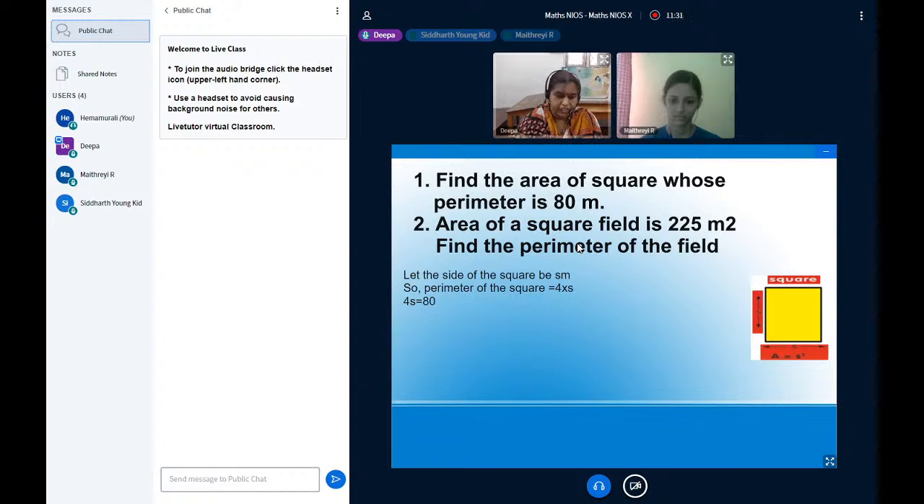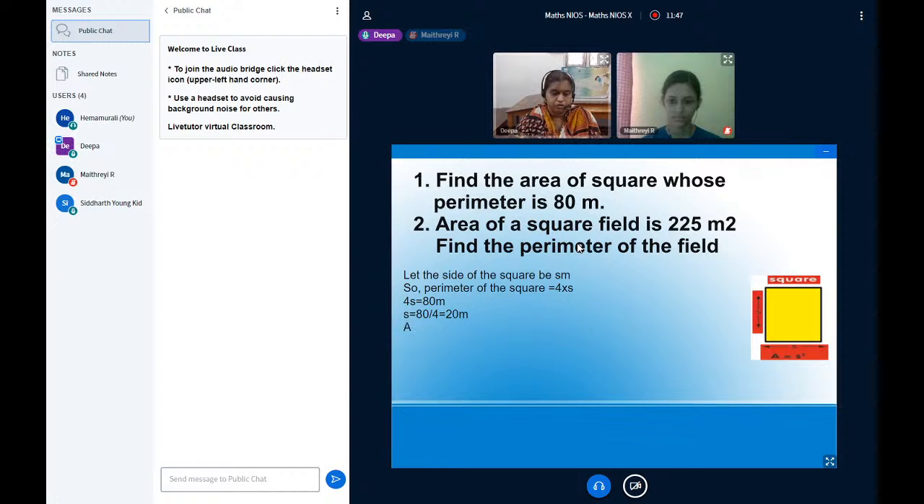80 meter. So what is the side? s is equal to 80 by 4 is equal to 20 meter. That is the side. Now we got the side of the square. What is our question? To find the area of square.